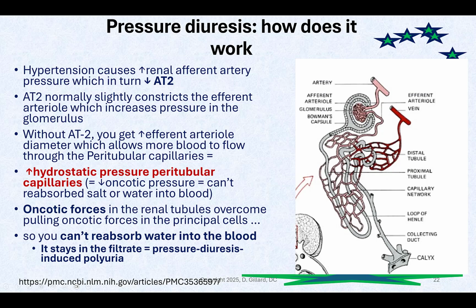But normally the pressure is pretty even here all the time because we can regulate it right here with angiotensin II. But if angiotensin II is turned off because you have hypertension, then you get too much blood flow in and around these peritubular capillaries, and therefore it's really hard to suck nutrients in because the oncotic pressures are neutralized because the hydrostatic pressures are so high. Does that make sense? Right, so you can't reabsorb water into the blood. It stays in the filtrate, and then you have a diuresis. You could say it's a pressure-induced diuresis or pressure diuresis-induced polyuria, whichever way you want to say.